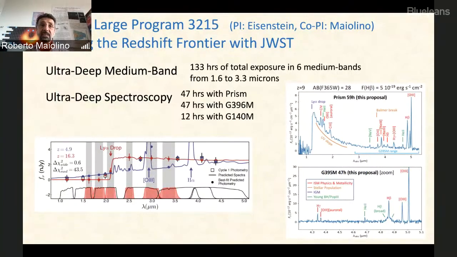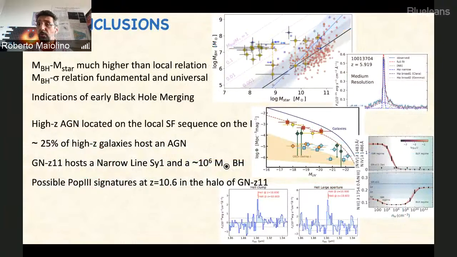I'll end by only advertising this large upcoming program, PI'd by Daniel Eisenstein and myself. Essentially, it will provide a very deep exposure in medium-band filters for finding very high redshift galaxies, but at the same time, in parallel, will provide ultra deep spectroscopy with up to about 50 hours in PRISM and the grating deep spectroscopy, which will hopefully, as I was hinting, allow us to detect even fainter and lower luminosity AGN and accreting black holes in the early universe. And thank you. I'll leave the conclusion to you. Thank you, Roberto.